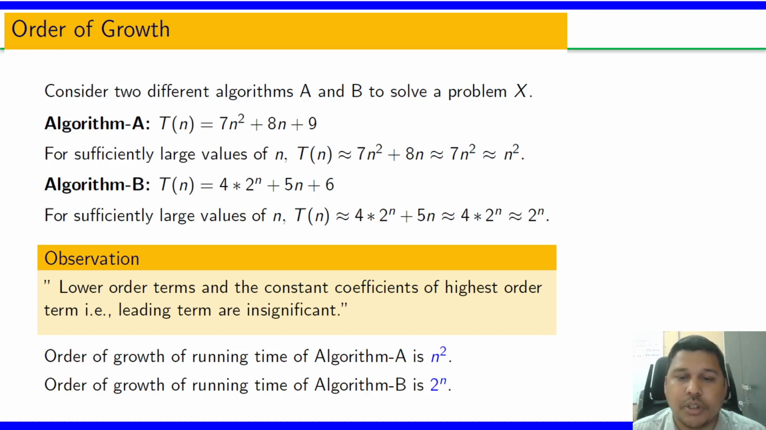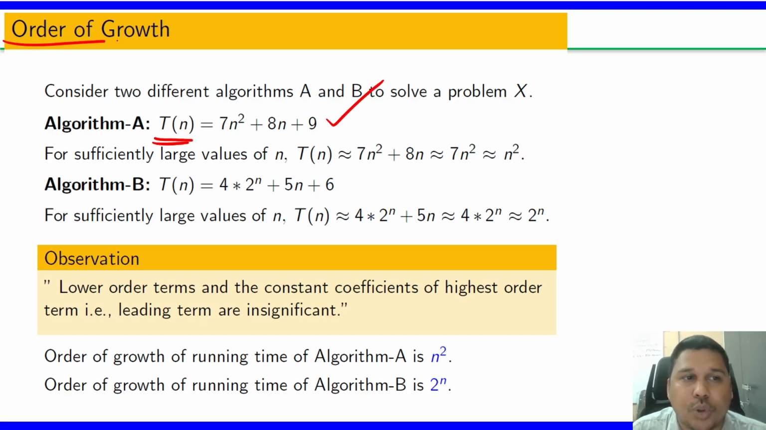Okay, so you have two algorithms A and B. We are trying to find out the order of growth. Here in algorithm A, this is the running time T of n. How to find running time? You have to analyze each step of the algorithm, how many times it is executing. Based on that, we got this equation.